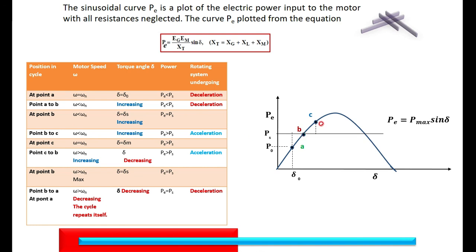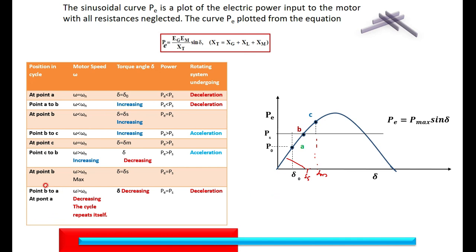When it is moving from B to C, there is an acceleration now, because from B onwards your electrical input is more than the mechanical output. Therefore, there is an increase in the speed. Here it is a minimum speed, it is increasing and it attains the synchronous speed when it reaches point C. The same thing is written: from point B to C, omega is less than omega n, but delta is increasing because of the inertia. P is greater than PS, there is an acceleration. At point C, the speed becomes synchronous speed, and delta is equal to delta n. At this particular point, the angle is what I am calling delta n.